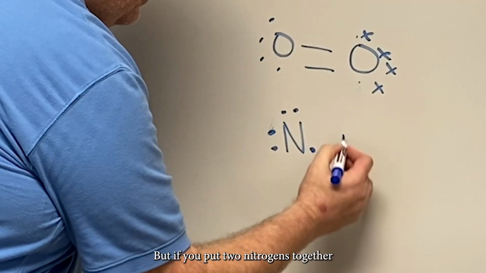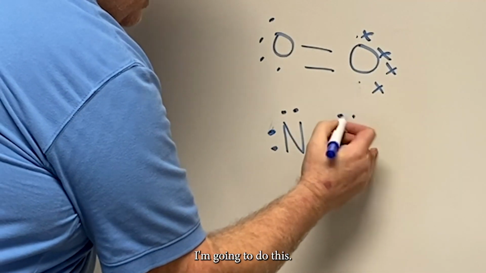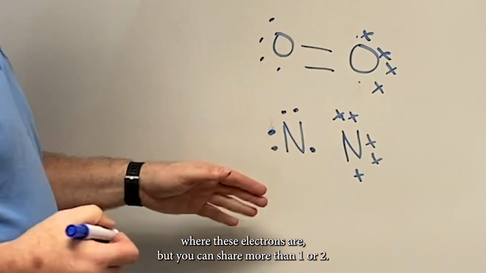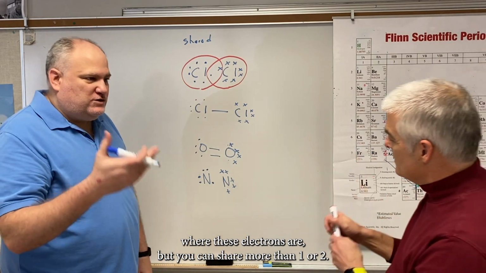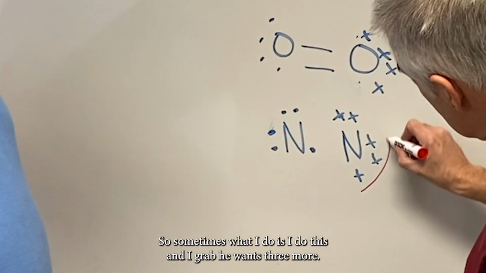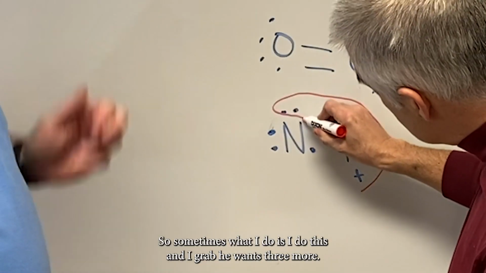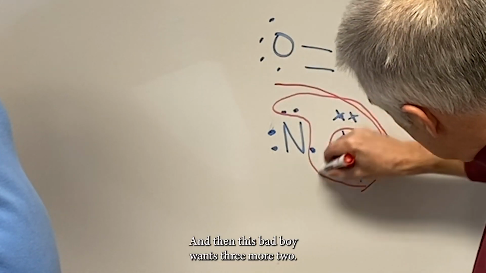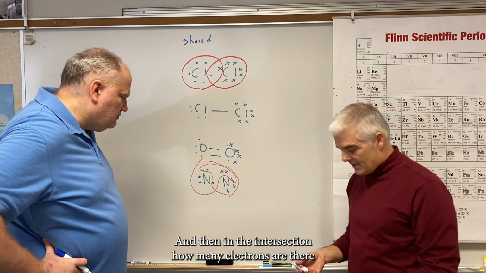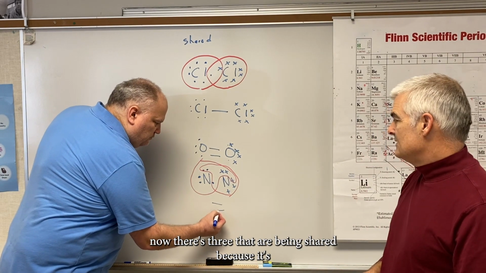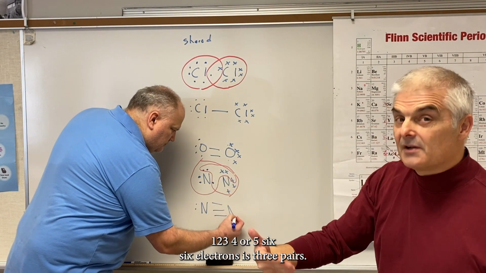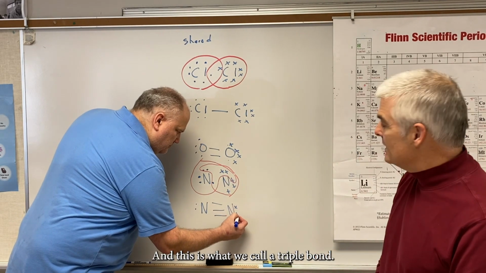But if you put 2 nitrogens together, I'm going to do X's just to keep it standard. So it doesn't really matter where these electrons are, but you can share more than 1 or 2. Sometimes I do the circle thing, and he wants 3 more, and then this one wants 3 more too. And in the intersection, how many electrons are there? Now there's 3 that are being shared, because it's 1, 2, 3, 4, 5, 6. 6 electrons is 3 pairs, and this is what we call a triple bond.